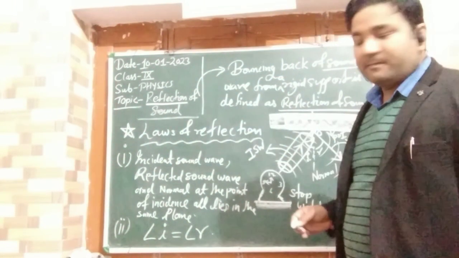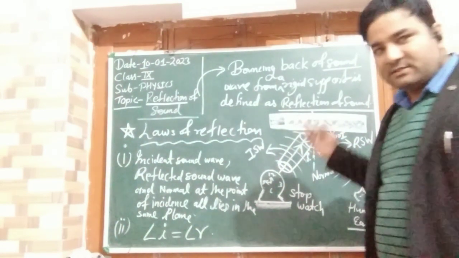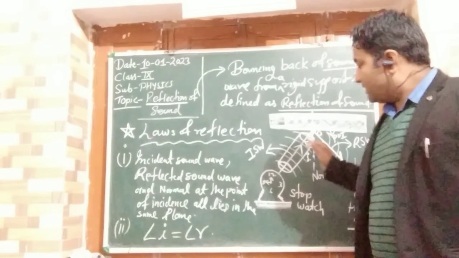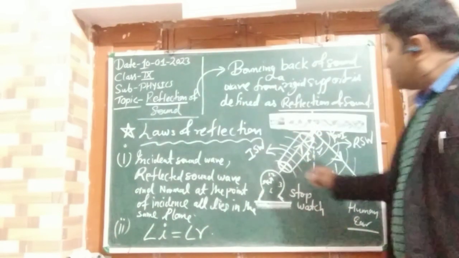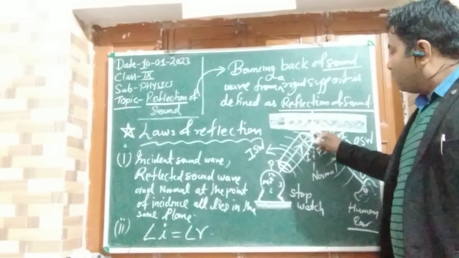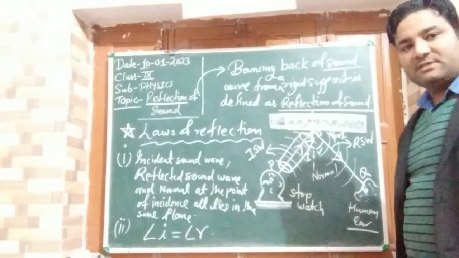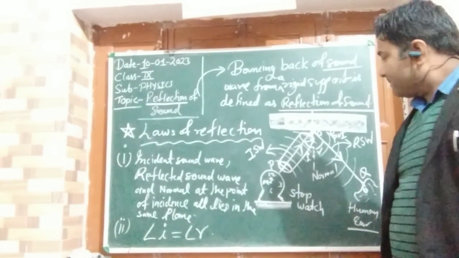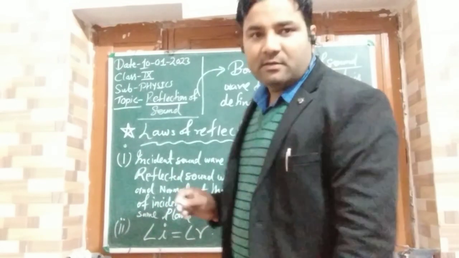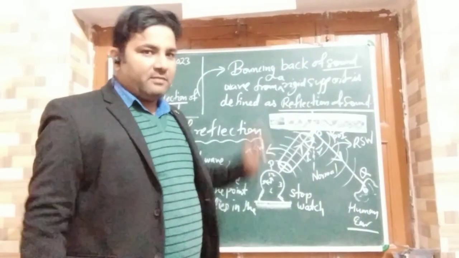Listen again from the start. This is the incident sound wave. That sound wave is what? That is incident towards the rigid support. And this one is what? Suppose we name this one O, P, and this one Q. PO is the incident sound wave, and OQ is the reflected sound wave. Clear? And these two sound waves meet at a point O. That is what? The point of incidence.